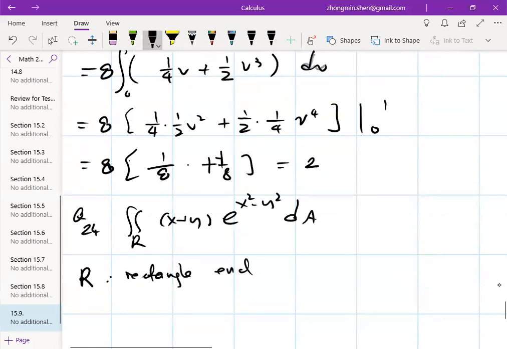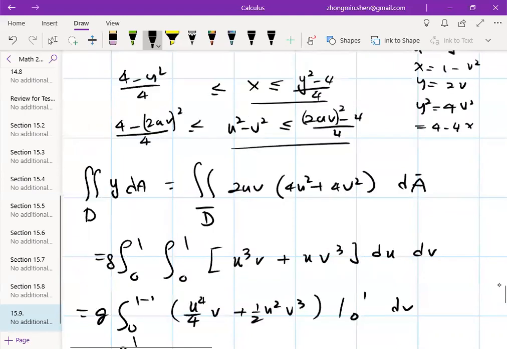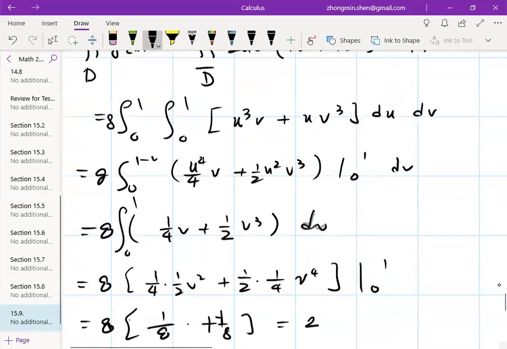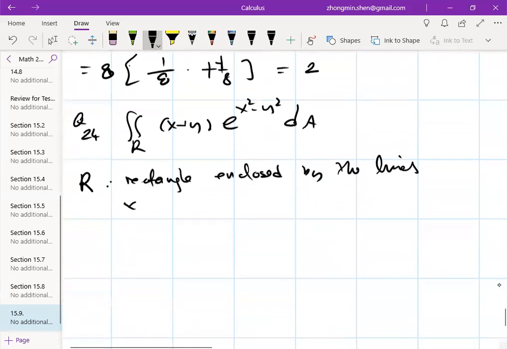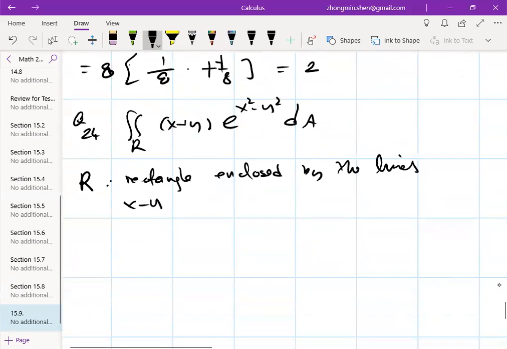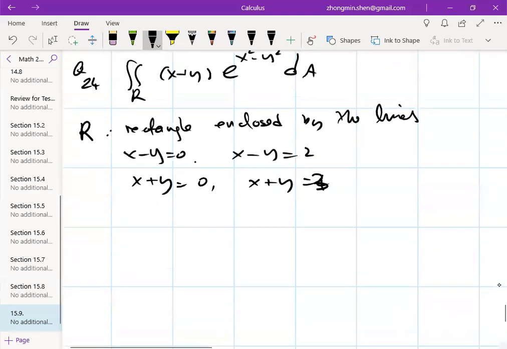region enclosed by the lines. It has those two lines: x minus y equals 0, and another one, x minus y equals 2. Then x plus y equals 0, and x plus y equals 3. Now, how do we understand this region?